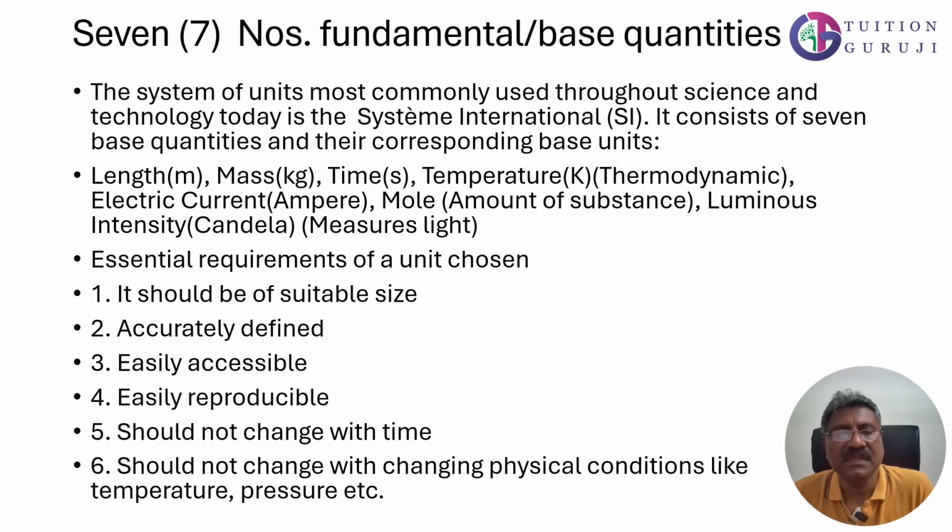Let us see what are the essential requirements of a unit chosen. When we choose a unit, it should be of suitable size. If you want to measure gold, we will be using milligrams. We will not use kilogram for measuring gold. But if you are going to a stationery store, you are using grams or kilogram for measuring the items there. It should be accurately defined. The speed of light in vacuum is used to define meter.